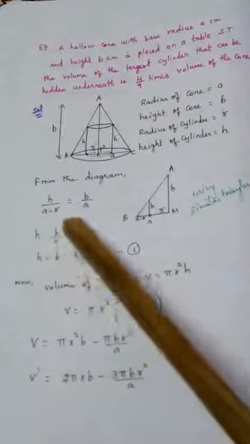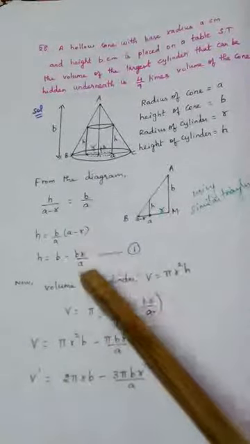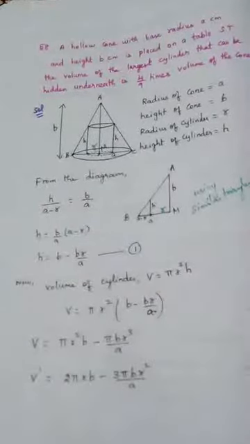So from this h is equal to, cross multiply this. h is equal to, bring this inside. a will get cancelled, so b stands. h equals b by a into r minus br by a. Equation number 1.